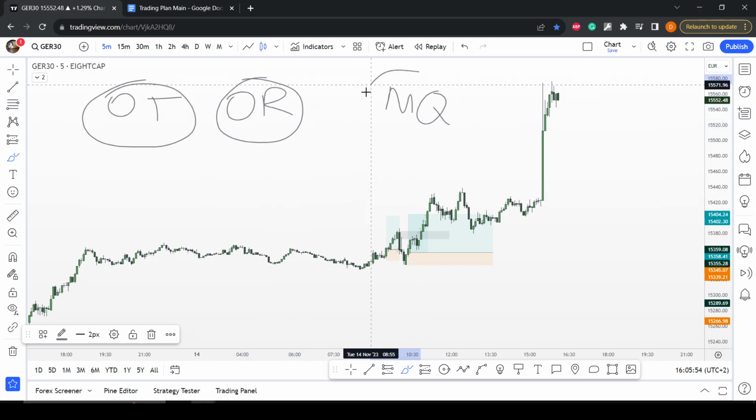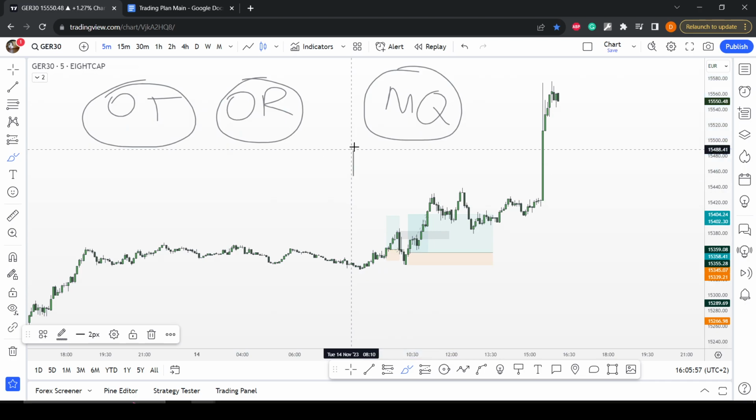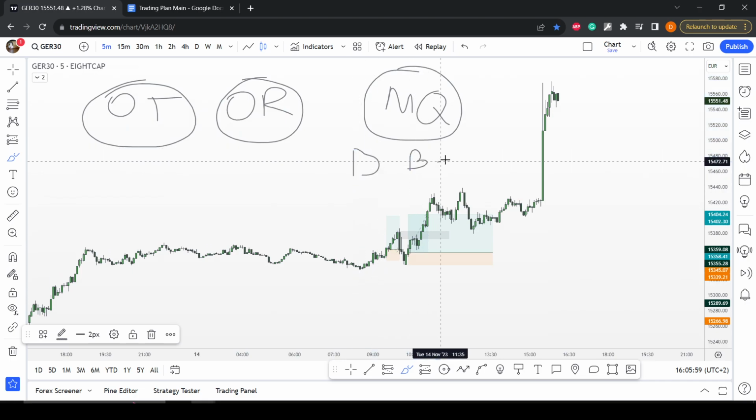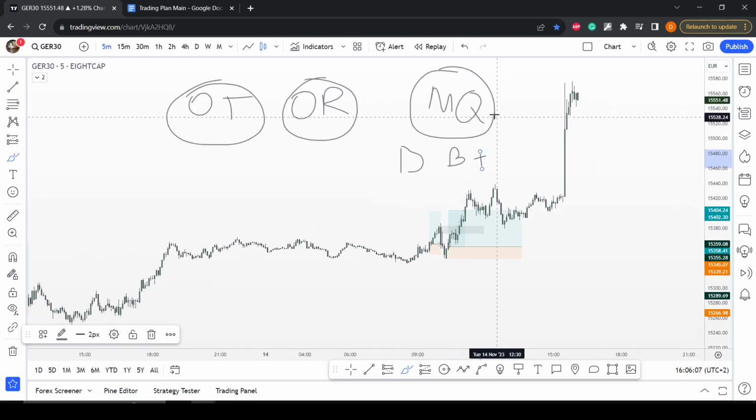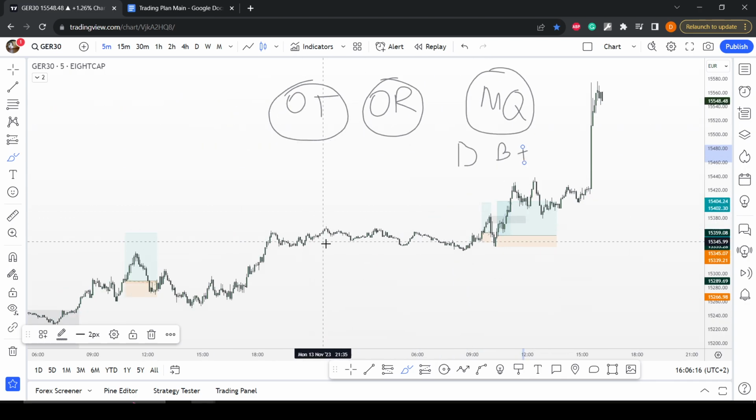And of course, medium quality. The problem with B quality and B plus quality setups is, yes, they happen often, but they also don't give such a high win rate. And this is something, unfortunately, that no indicator can do for me. So I need to have the discipline to wait and to execute A quality setups.